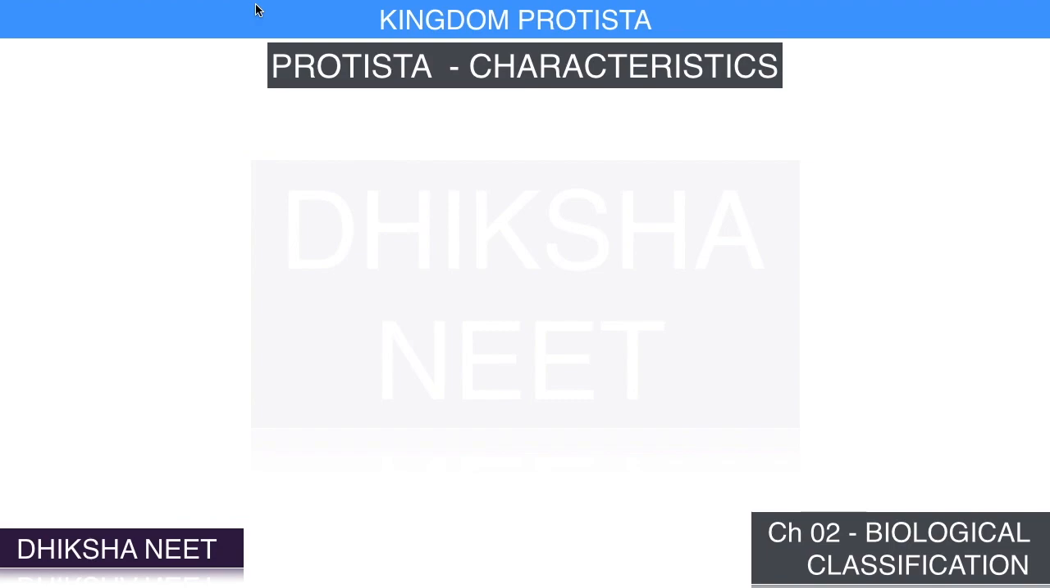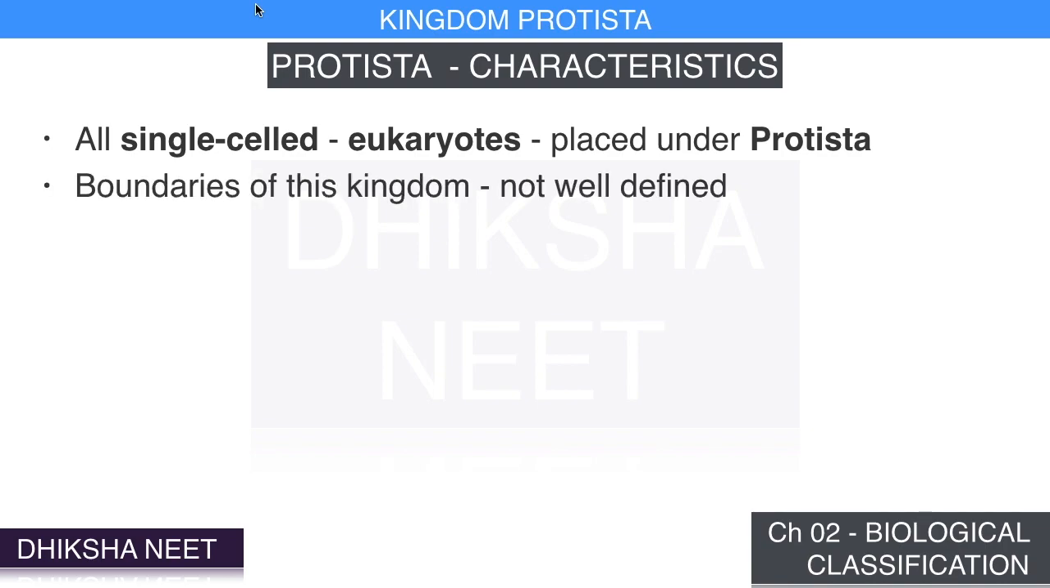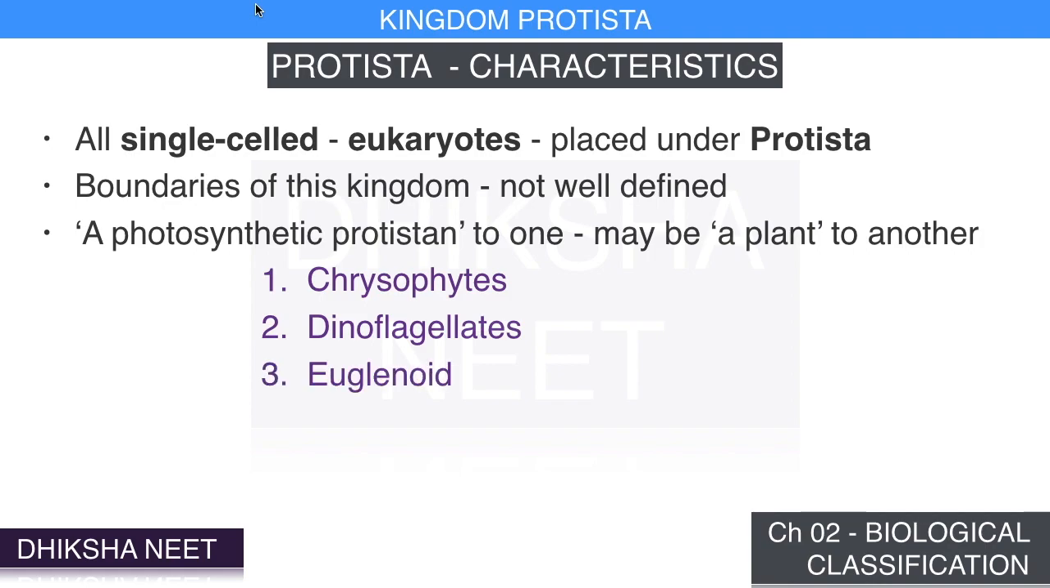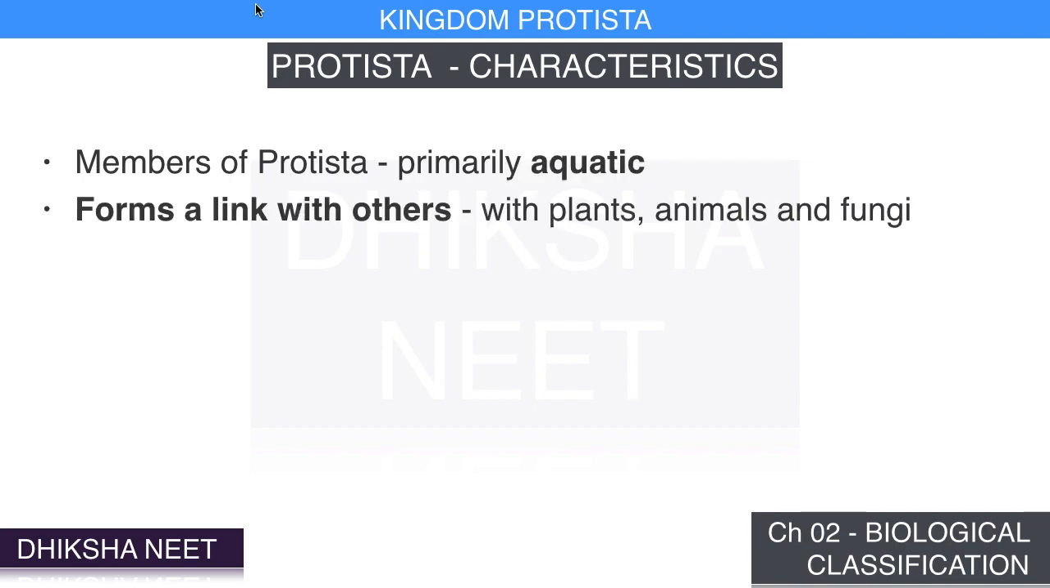Protista characteristics. All single-celled eukaryotes are placed under Protista, but the boundaries of this kingdom are not well defined. What may be a photosynthetic protistan to one biologist may be a plant to another. In this concept, we will see chrysophytes, dinoflagellates, euglenoids, slime molds and protozoans under Protista. Members of Protista are primarily aquatic. This kingdom forms a link with the others dealing with plants, animals and fungi.